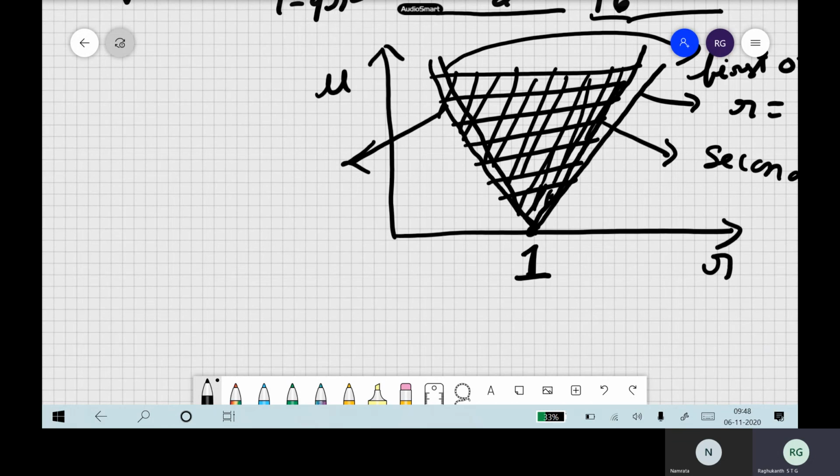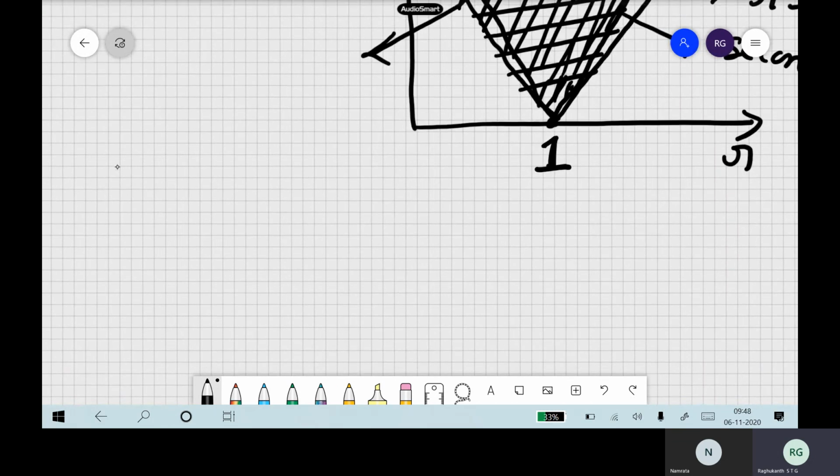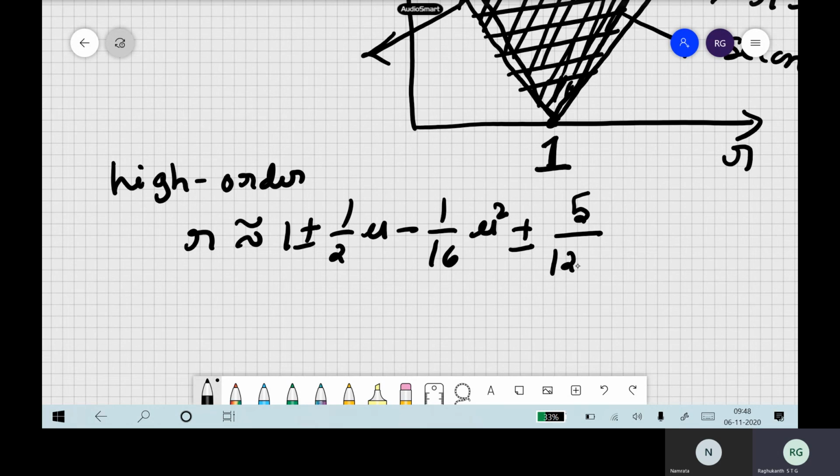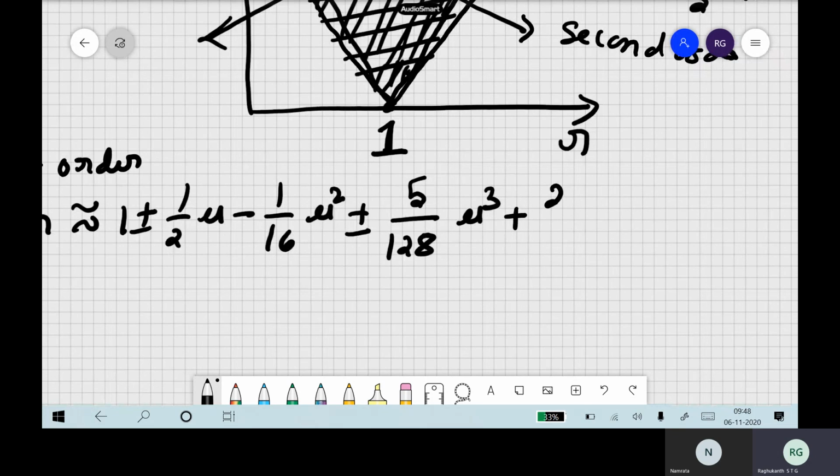And of course, you can do it for higher order approximations. If you go for higher order, it is essentially like a Taylor series only. So R becomes 1 plus, minus half times mu first order, then second order, mu square, then 5 by 128 mu cube, then 271 by 3072 mu to the power of 4. Like this, the series keeps on increasing. So now your stability boundaries become more and more curved actually.